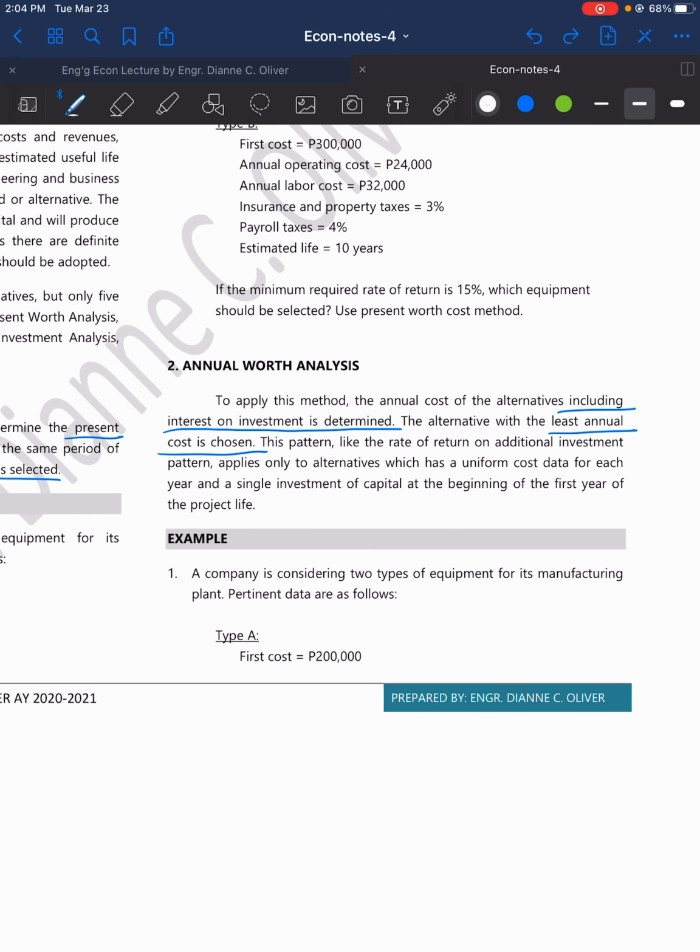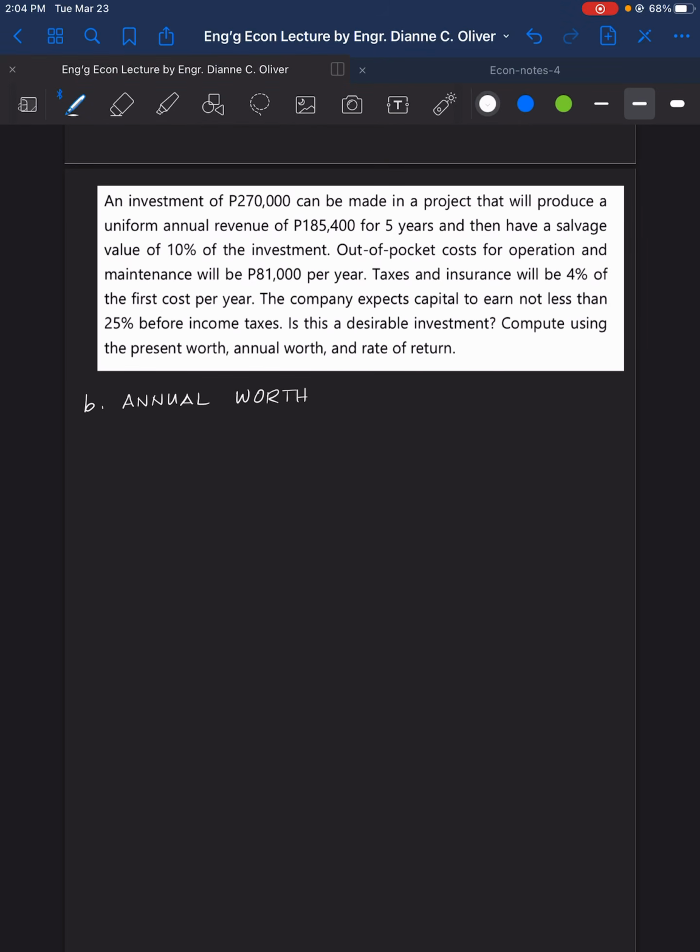If the answer is negative, then the investment is not justified. If it is greater than 0, or positive, then the investment is justified. Okay, so let's solve the annual worth. For annual worth, again, let's have the cash inflow.